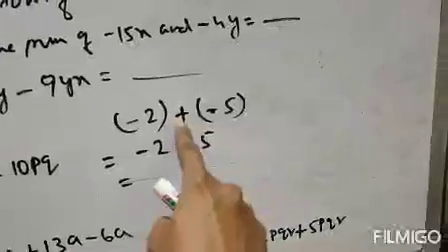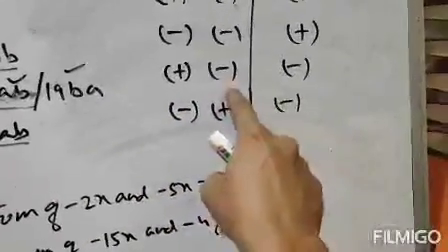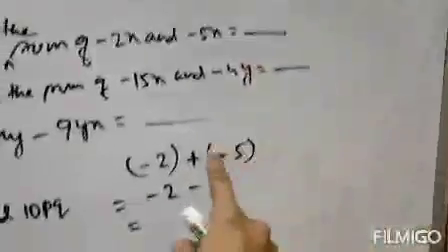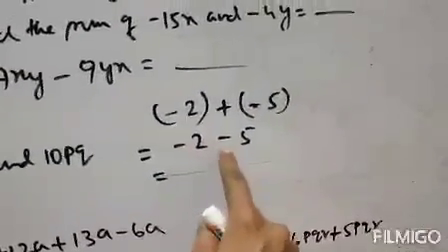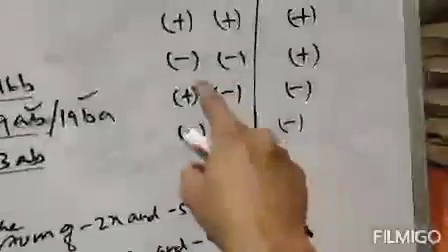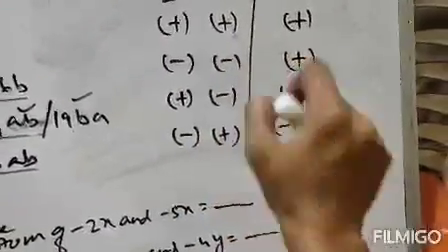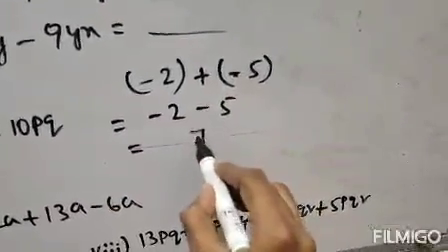Clear? Here see, one operation is plus and the second operation is minus. So when one operation is plus and the second is minus, then the resultant operation is minus. So we will write minus here. Now see, here both the operations are minus. So when both the operations are minus, the resultant operation is plus. That means we will add 2 plus 5, it is 7.